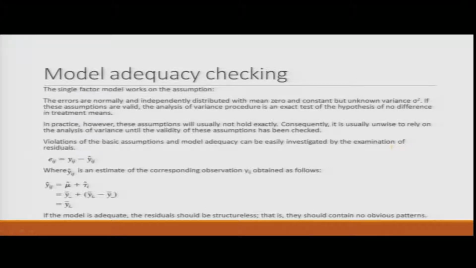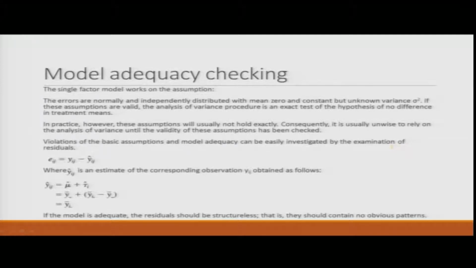If these assumptions are valid, the analysis of variance procedure is an exact test of the hypothesis of no difference in the treatment means. In practice, however, the assumptions will usually not hold exactly true, because the errors are basically dependent. Consequently, it is usually unwise to rely on the analysis of variance until the validity of these assumptions can be checked, and we can use the formulas accordingly. The violations of the basic assumptions and model adequacy can be easily investigated by examination of the residuals.